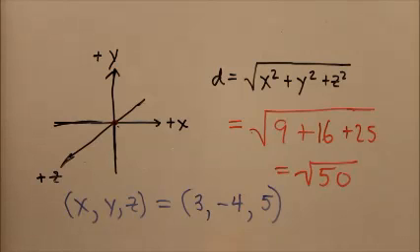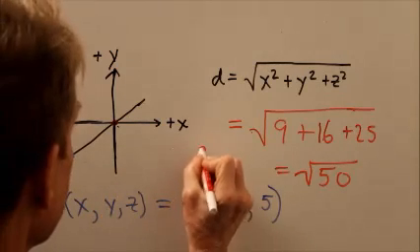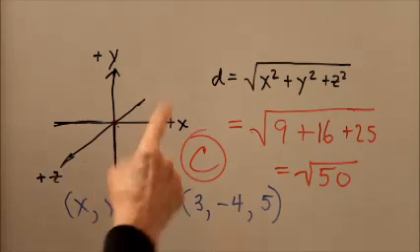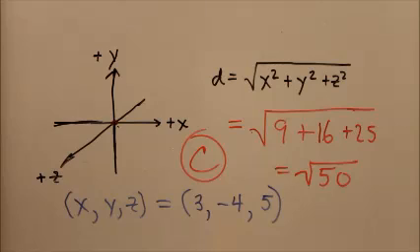But the correct answer here is C, the square root of 50 units away from the origin. Same distance as we had in problem number 51. And again, I recommend you go back and watch that video now if you haven't seen it yet. The video for question number 51.